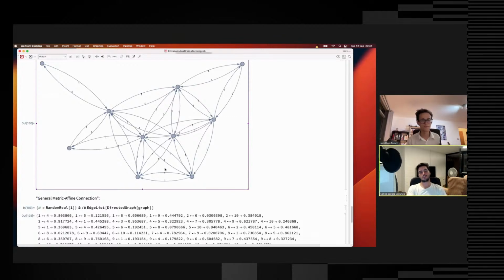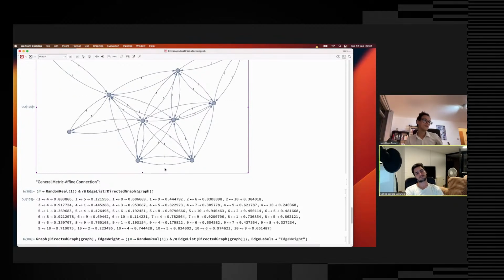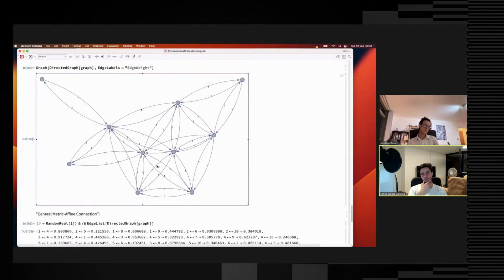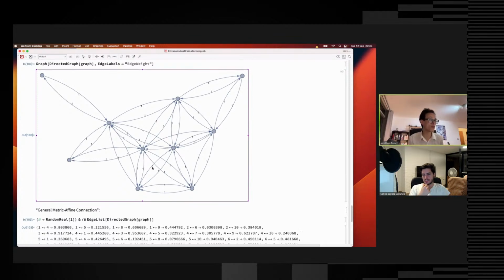Wait. So let me say that again. So you say that the distribution of, so from the edge distribution, is the edge distribution itself similar to a metric structure? You're saying? That's what I'm wondering, right?